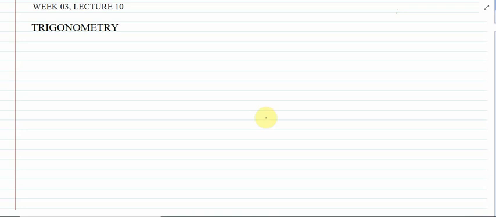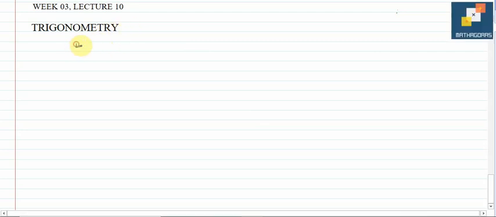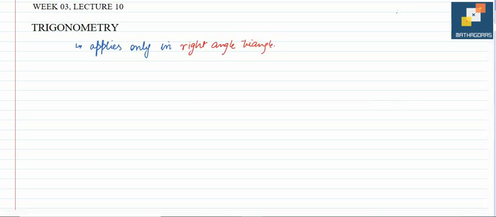So today's topic is trigonometry, after Pythagoras theorem, right? So the first thing you need to remember is that trigonometry applies only in a right angle triangle. That is why we discussed Pythagoras theorem first, to know the basics of a right angle triangle, right? Now in a right angle triangle, as we discussed, there are three sides, and we name them hypotenuse, opposite and adjacent.